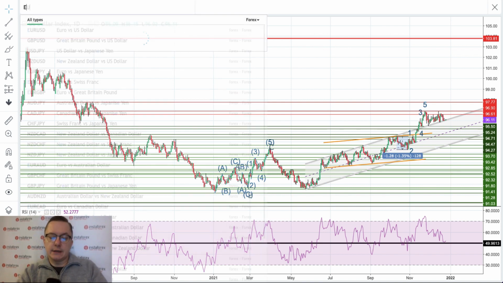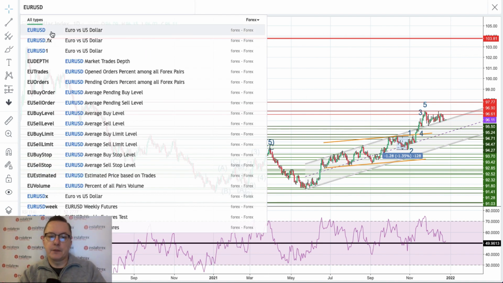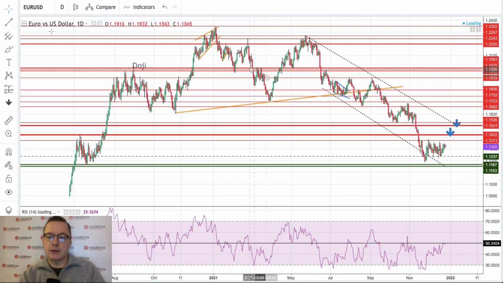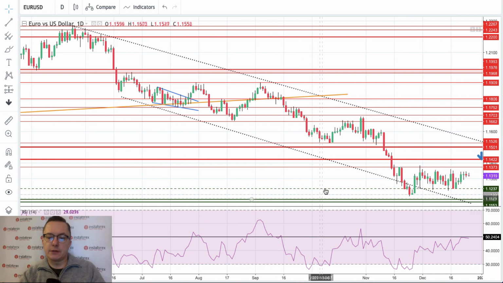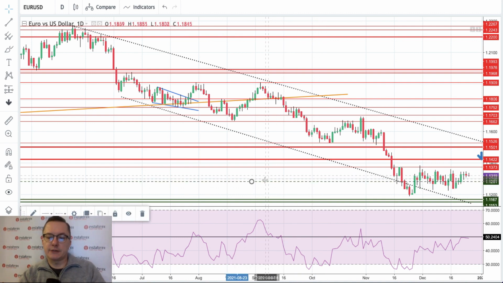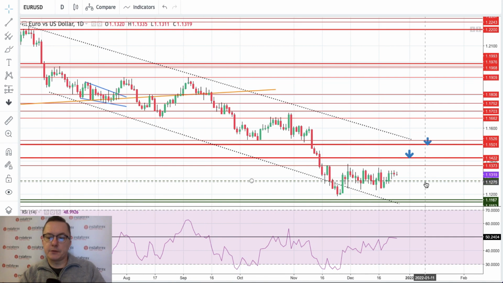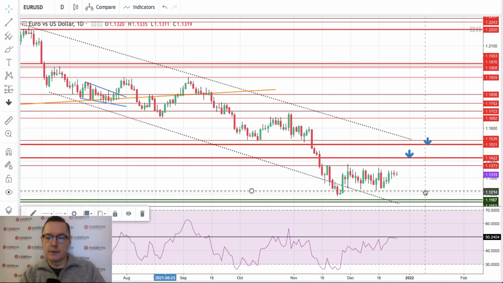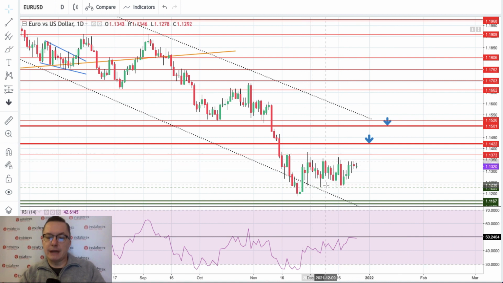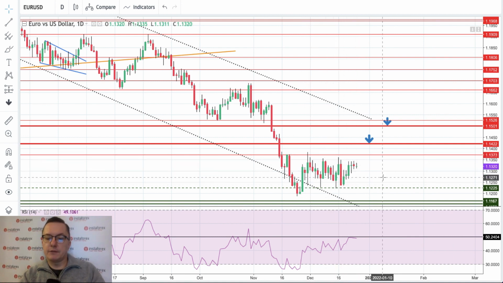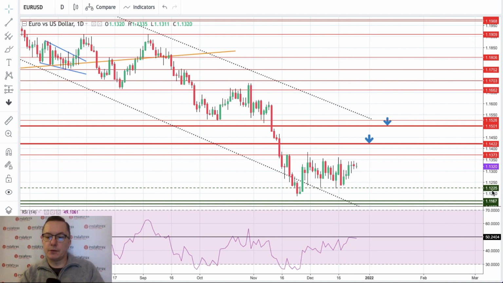US dollar index, euro dollar now. Euro dollar is right now consolidating in a very narrow zone because the recent volatility has dried up, and none of these levels is now the key level for the US dollar. We are bouncing up and down in a very narrow zone between 1.1225 and 1.1373. So nothing happened here.